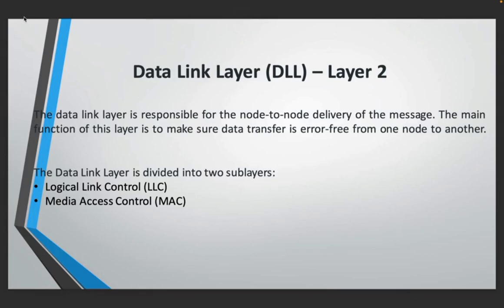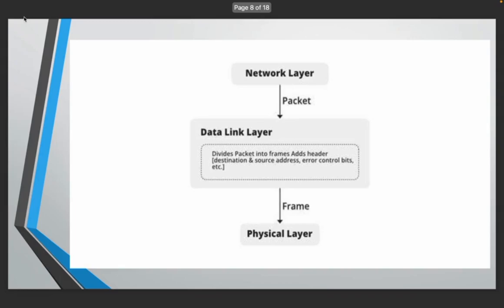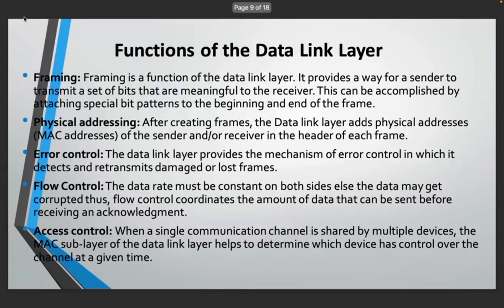Data link layer. Layer 2. The data link layer is responsible for the node to node delivery of the message. The main function of the layer is to make sure that data transfer is error free from one node to another. The data link layer is divided into two sublayers. The first one is logical link control, LLC, and the second one is media access control, MAC. This is the systematic diagram of data link layer.